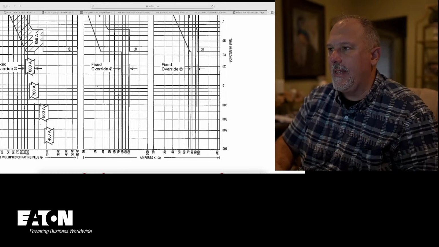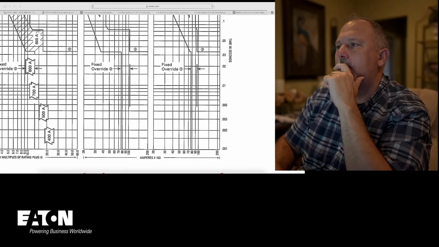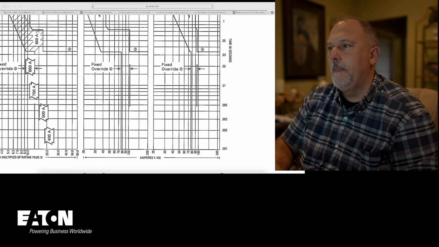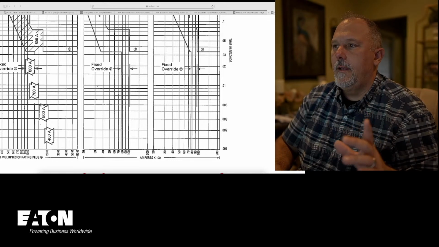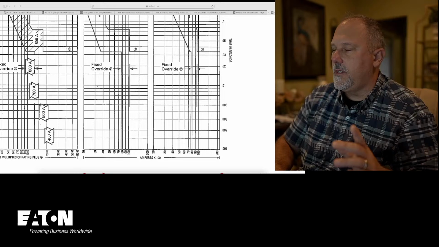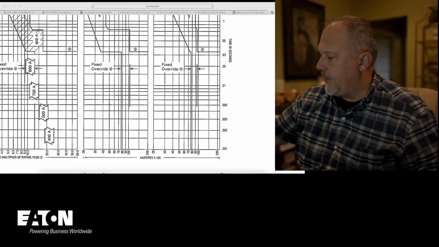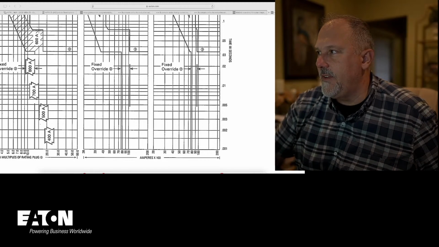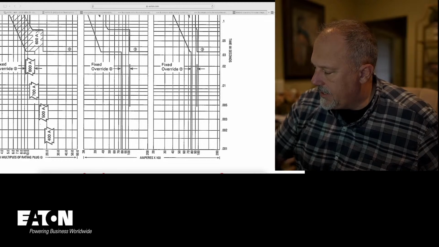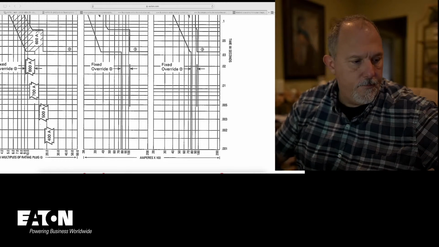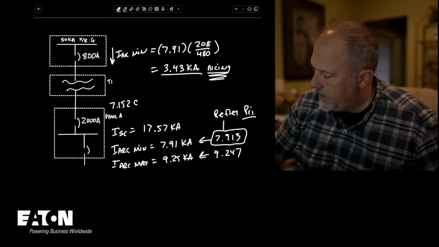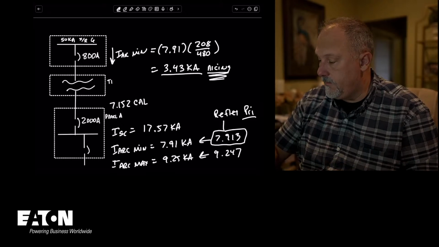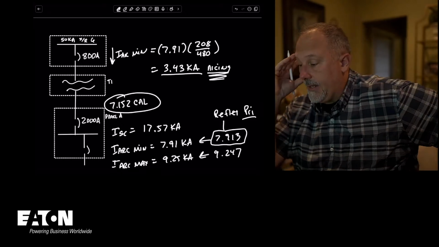I still don't like that. 800 amps, and that's what it is. All right, so that means my calories that I would label on here is 7.152 calories.